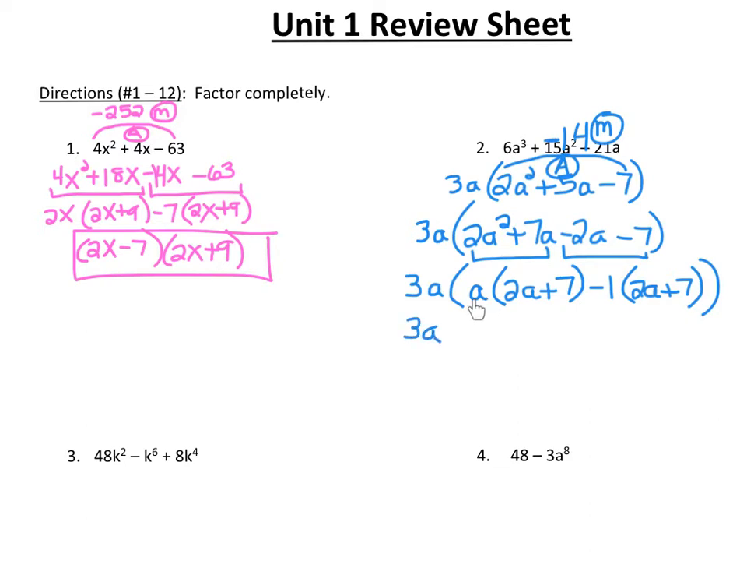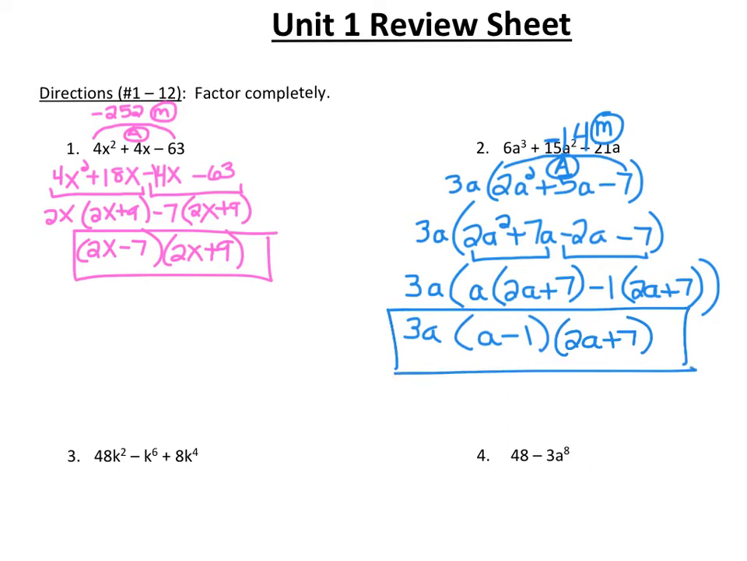and then I'm going to group together this a and this -1, and that'll make another factor. And then I'm going to rewrite the 2a plus 7 as my final factor. Okay, so this right here is my answer.